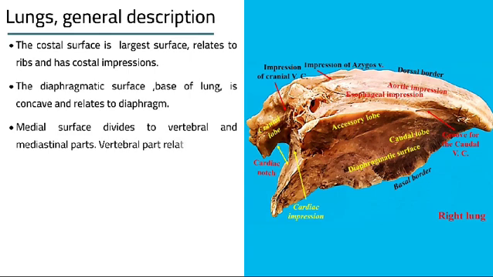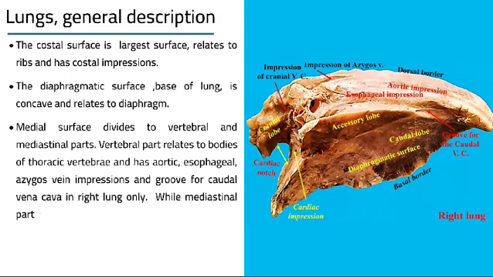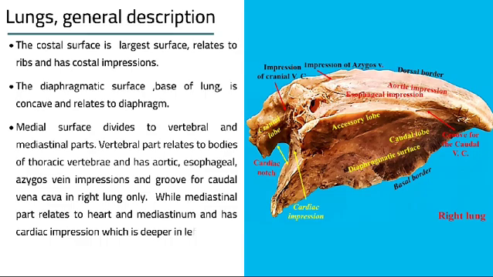The vertebral part relates to the bodies of the thoracic vertebrae and has aortic, esophageal, and azygos vein impressions and a groove for the caudal vena cava in the right lung only, while the mediastinal part relates to the heart and mediastinum and has a cardiac impression, which is deeper in the left lung.